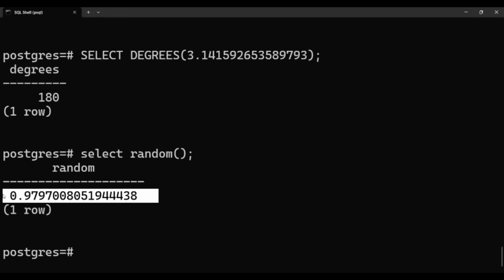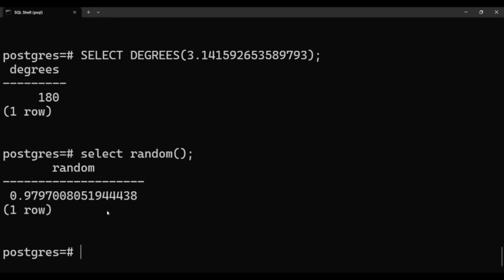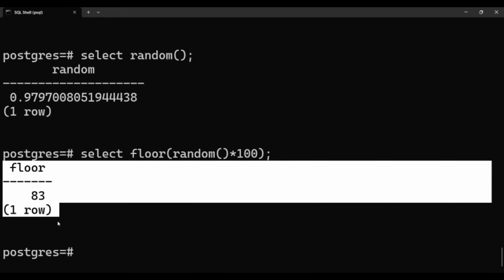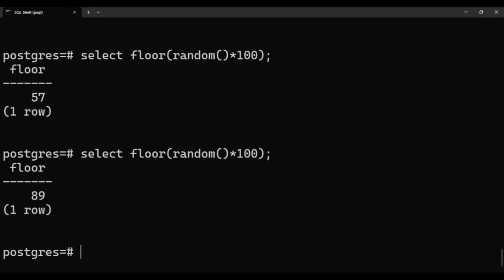For example, if you just select random of, you will get a random number between 0 and 1 only. However many times you do it, you will get a value between 0 and 1 only. You will not cross it. After 1 you will not get a value. To get other values, you have to use floor of random of into 100. That means up to 100 you will get any random value. Random of into 1000 means up to 1000 you will get the random value.